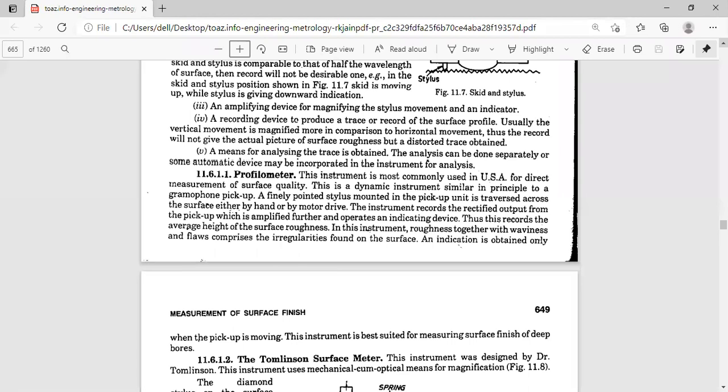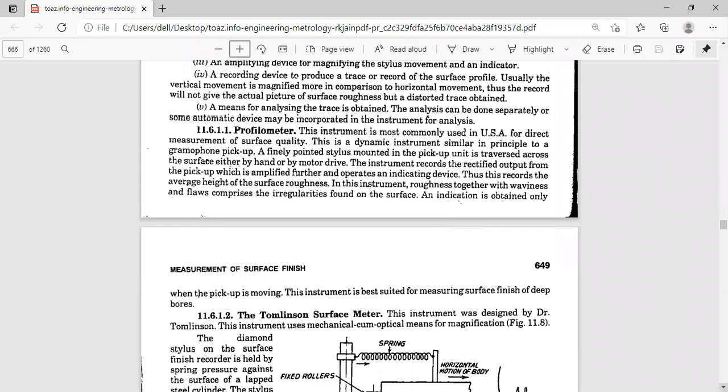This instrument, as I already told you before, is best suited for measuring the surface finish of deep bores and cylinder bores, which are finished internally by super finishing processes like honing or lapping tools. That is very important. Or by internal grinding machines.